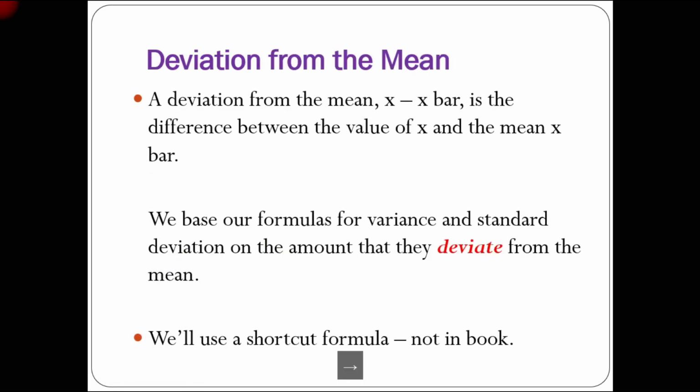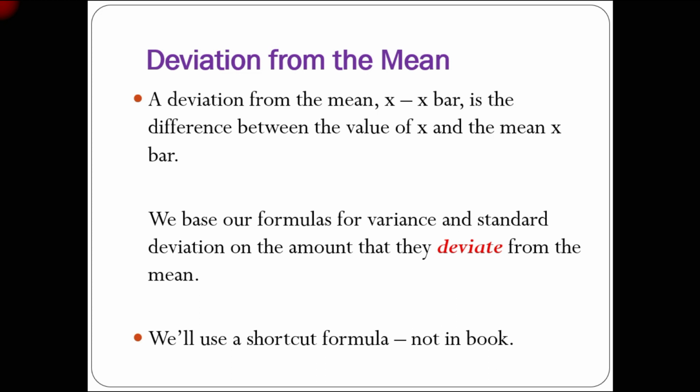Next is the deviation from the mean. The deviation from the mean, x minus the x bar or x minus the mean, is the difference between the value of x and the mean x bar. So we base our formulas for variance and standard deviation on the amount that they deviate from the mean. So we will use the shortcut formula.